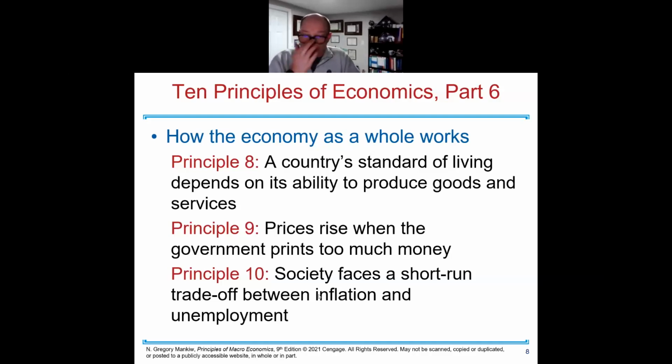And principle 10, society faces a short-run trade-off between inflation and unemployment. This used to be true. I think it's kind of changed now in 2023 and 2024. What I mean by that is we saw inflation go up and unemployment kind of stayed the same. Typically, when inflation goes up, unemployment also goes up in the short run.